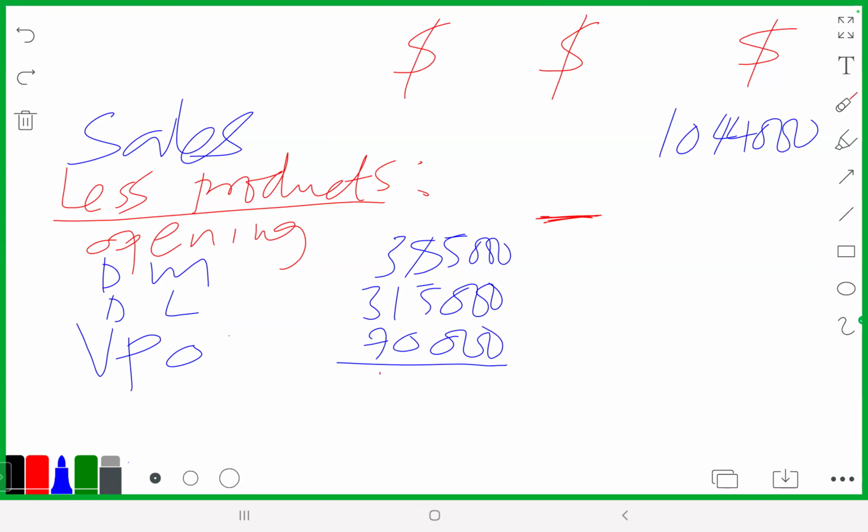$770,000. 700 and 70,000. So now we need to calculate for the closing stock from this.